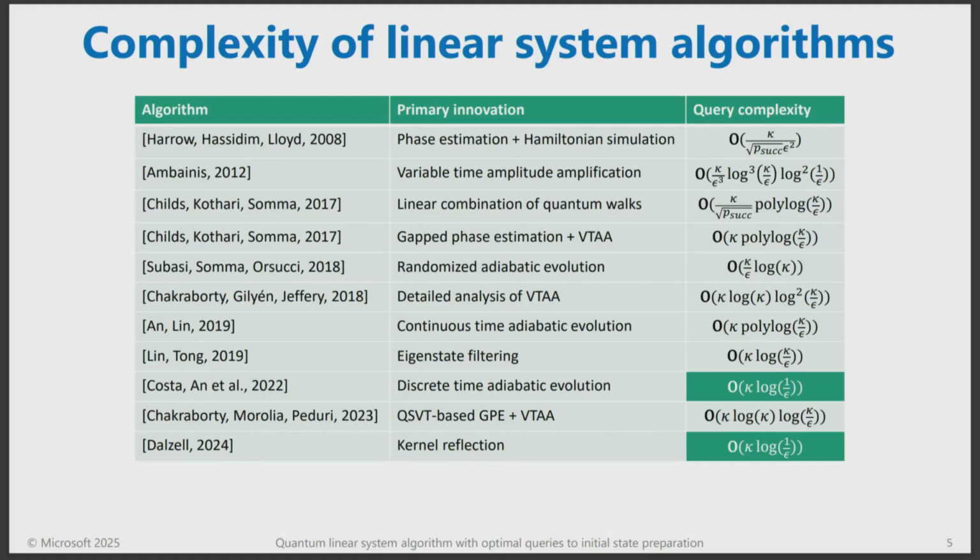But then there's a fundamentally different idea, using the adiabatic process to solve linear systems. The original algorithm, roughly speaking, has query complexity kappa over epsilon, but that was also subsequently improved. In particular, in 2022, there's an algorithm based on the discrete-time adiabatic theorem, which achieves kappa times log of 1 over epsilon. This is optimal scaling. The potential issue here is that the adiabatic theorem is a mathematically involved result, so a rigorous analysis of that theorem could potentially give a large constant prefactor in the query complexity.